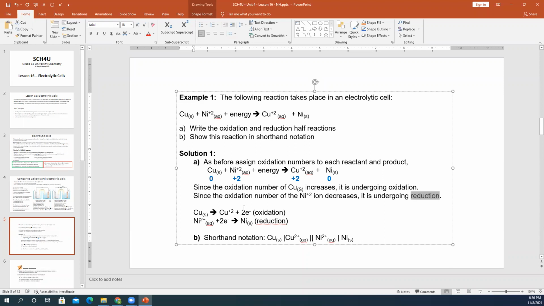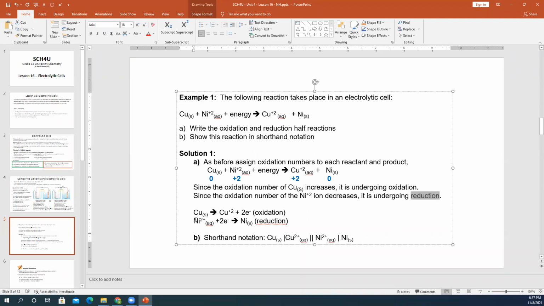Okay, let's write it. What got oxidized? Well, it was the copper going to copper ion. So copper goes to copper ion, and of course, it also has to lose 2 electrons in order to go from a neutral charge to a +2 charge. It has to lose 2 electrons. And that's our oxidation half reaction.